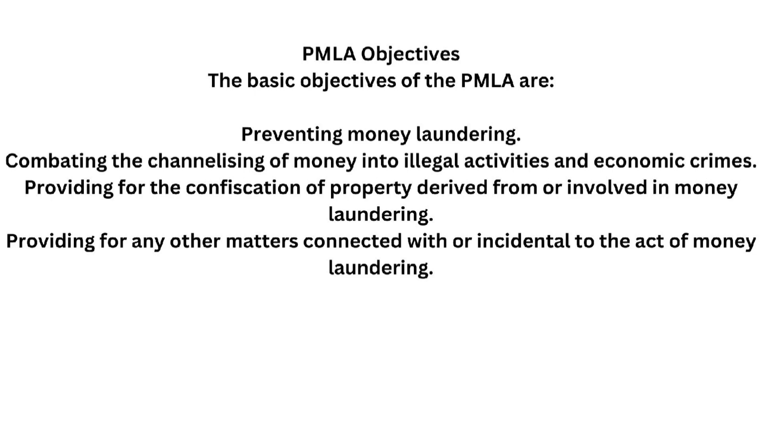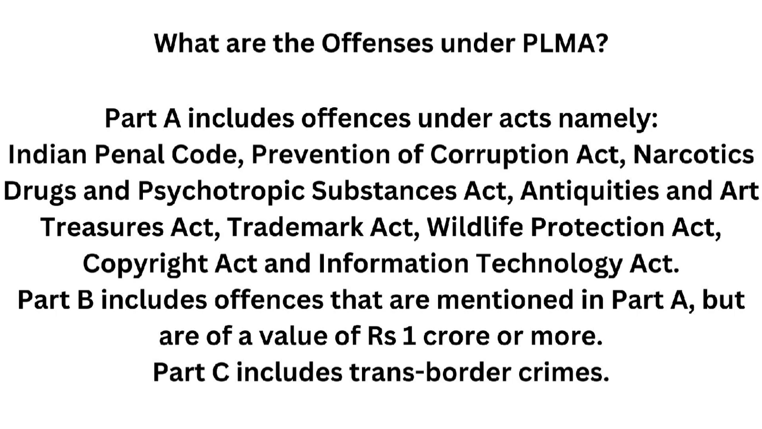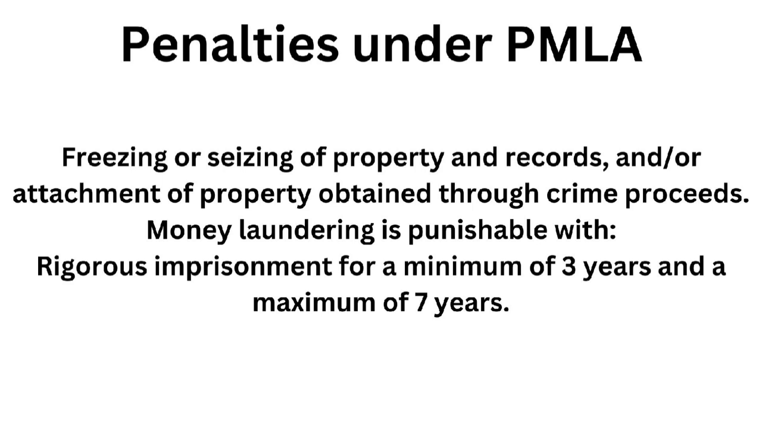The first part of the Prevention of Money Laundering Act covers offences under the Prevention of Corruption Act, Narcotic Drugs and Psychotropic Substances Act, Antiquities and Art Treasures Act, Trademark Act, Wildlife Protection Act, Copyright Act, and Information Technology Act. Part B includes offences mentioned in Part A but valued at Rs 1 crore or more. So we should understand it: if corruption is happening on a major level, it comes under Part A, and Part B covers activity of more than 1 crore through which money has been laundered. Part C includes trans-border crimes, like if you are a citizen of a certain country and practicing your activities in India, then it would be recognized as a cross-border crime.